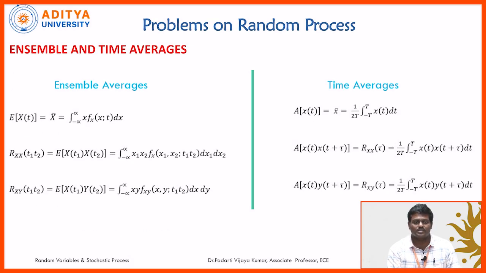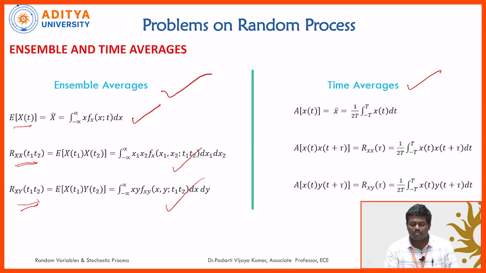Again, we will recall some concepts like ensemble averages and time averages. The statistical parameters mainly used in random process analysis are mean, correlation, autocorrelation and cross correlation. If it is the ensemble averages category, we compute the mean using this formula. If it is the category of time averages, we compute it using this formula.